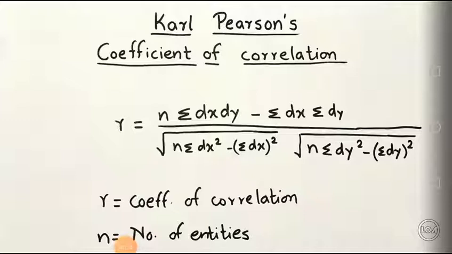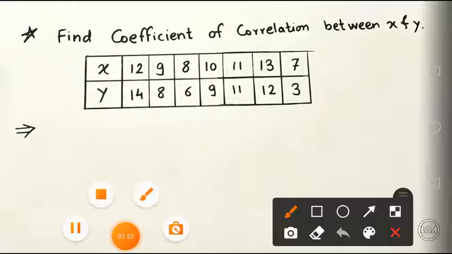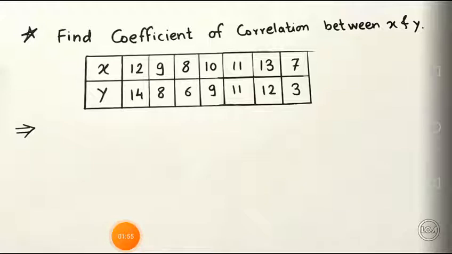Correlation is equal to n into sigma dx into dy minus sigma dx into sigma dy, upon under root n into sigma dx square minus sigma dx whole square, into under root n into sigma dy square minus sigma dy whole square. Let's see a question based on this formula. So students, you can see here the question is given.